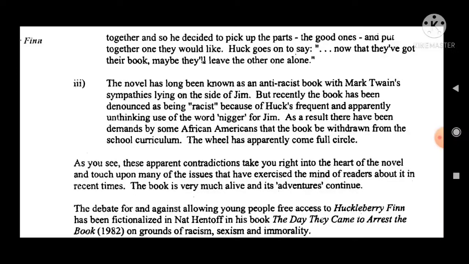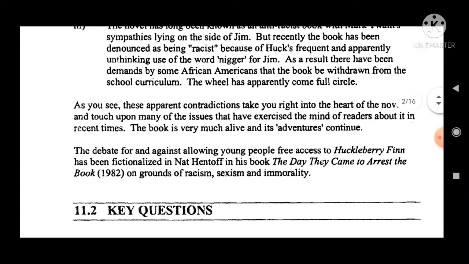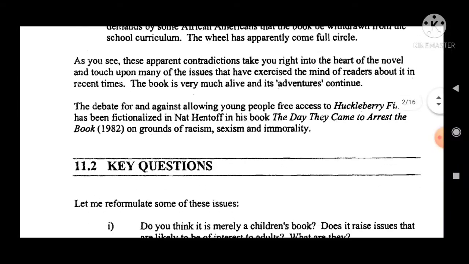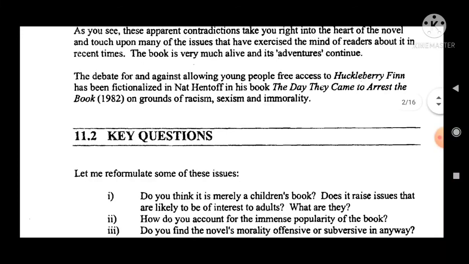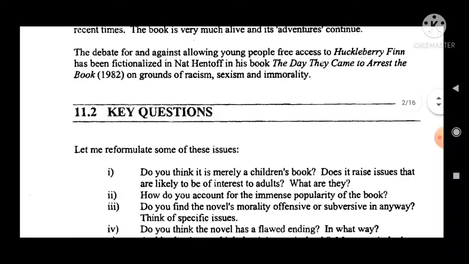As you see, these apparent contradictions take you right into the heart of the novel and touch upon many of the issues that have exercised the minds of readers about it in recent times. The book is very much alive and its adventures continue. The debate for and against allowing young people free access to Huckleberry Finn has been fictionalized by Nat Hentoff in his book The Day They Came to Arrest the Book, 1982, on grounds of racism, sexism and immorality.